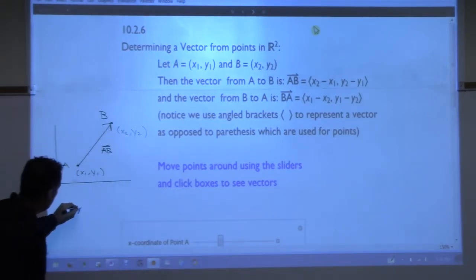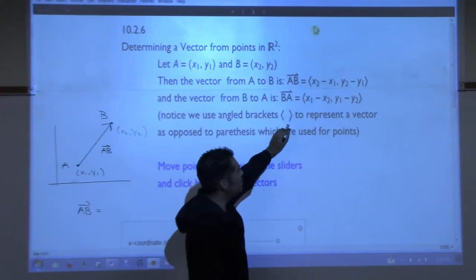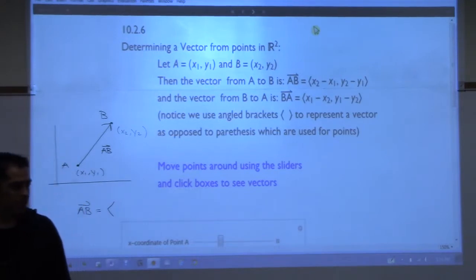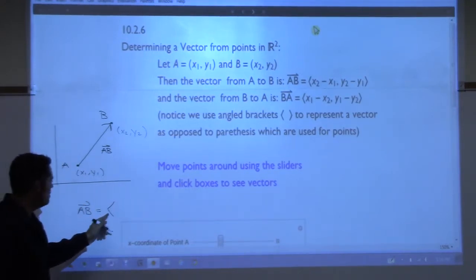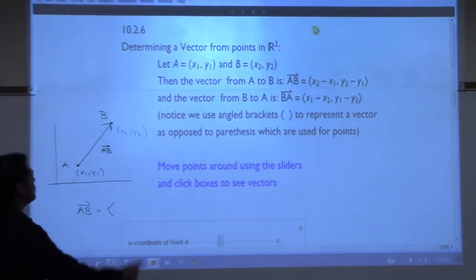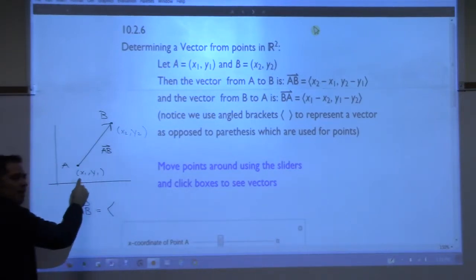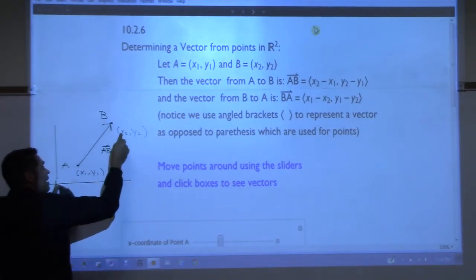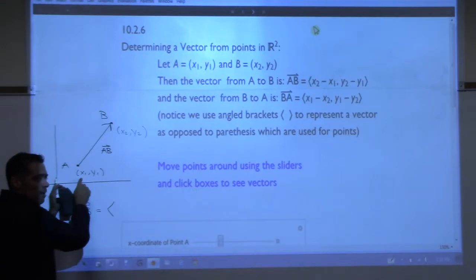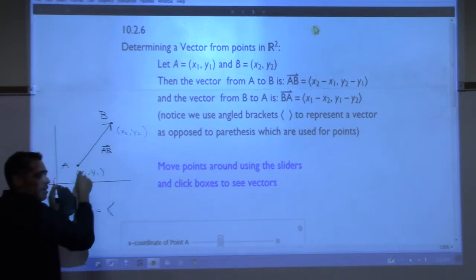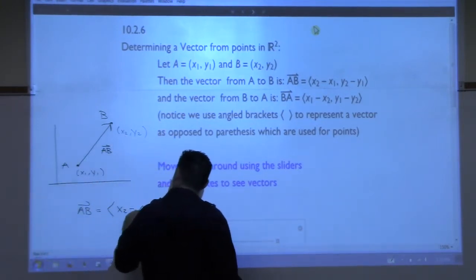So the vector AB, from A to B, is equal to, we use this notation, an angled bracket. That's what we call these. When you use angled brackets, you are talking about a vector. So the vector from A to B is the difference between the x coordinates. However, it is the x coordinate of B minus the x coordinate of A, not the other way around. So if I'm going from A to B, I take B's x and subtract A's x. My calculus students always get this mixed up. I don't know why. I'm going from here to here, so you start with this x coordinate and subtract this one. So I'm going to do x2 minus x1.